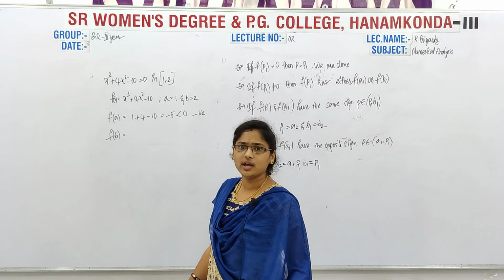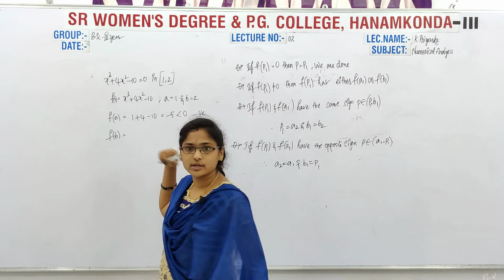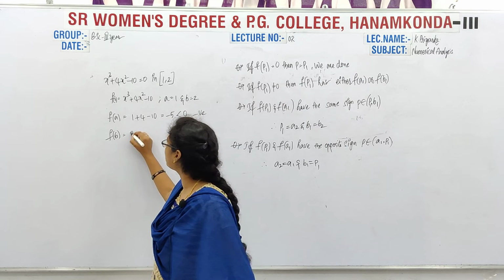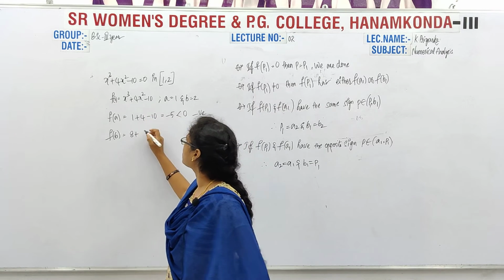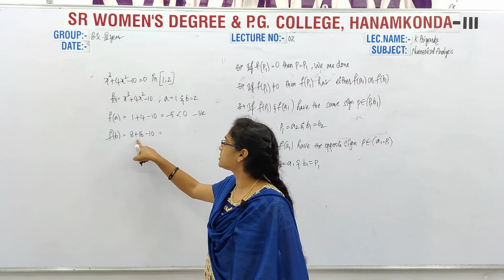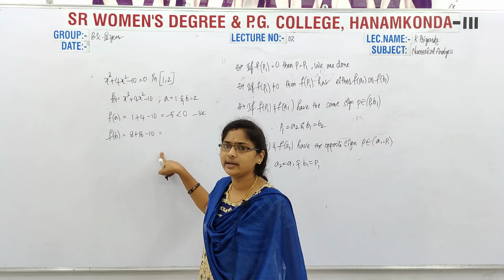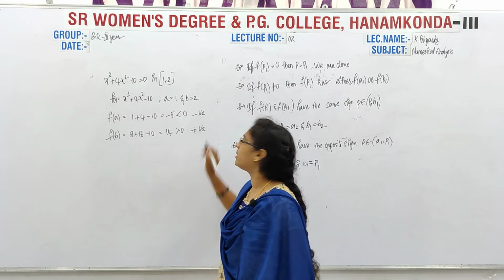What is f of b? It means f of 2, right? So I am substituting 2 in the place of x. Then 2 cube is 8, plus 4 of 2 square, which is 4. Four 4s are 16, minus 10. So 16 plus 8 is 24, minus 10, that is 14, which is greater than 0, which is nothing but positive.